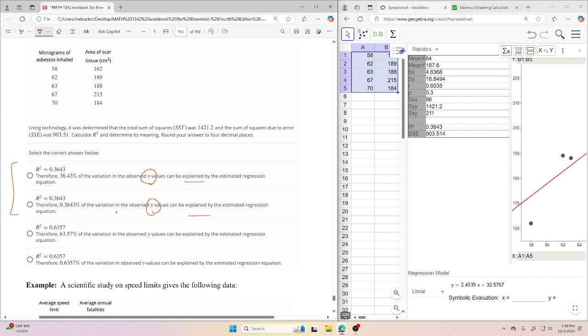You see it? Yep. So 0.36 means 36%, doesn't it? Like, that doesn't make sense. So there you go. Cool. Not too bad in the end.